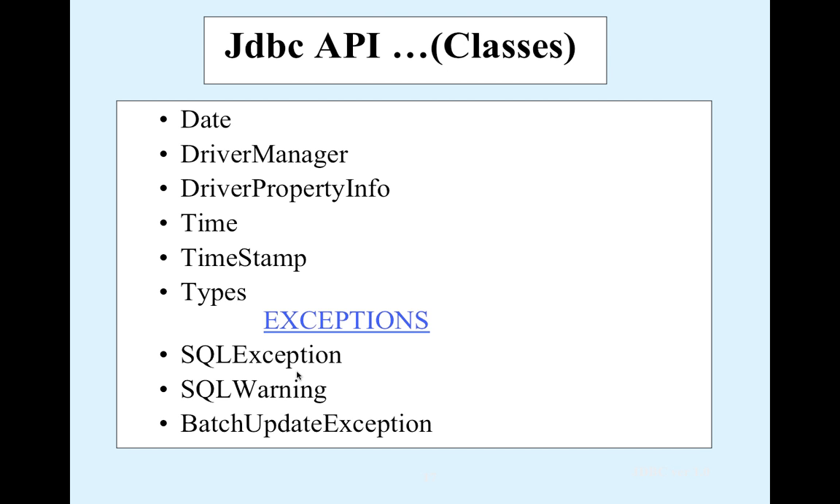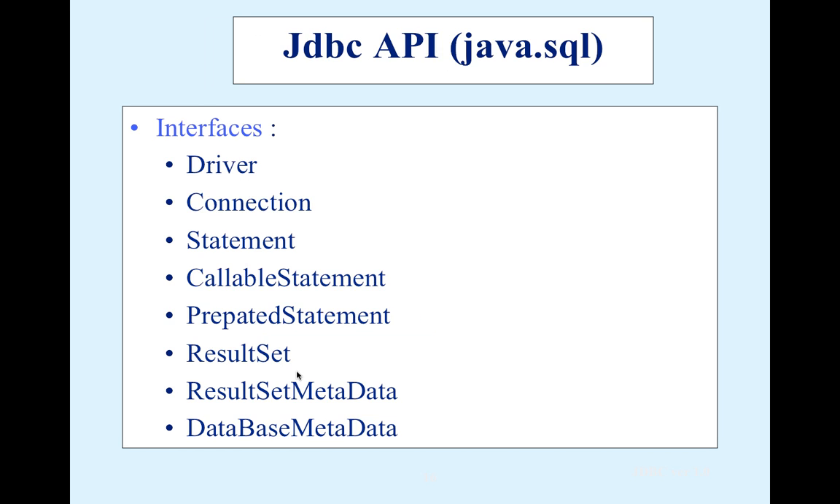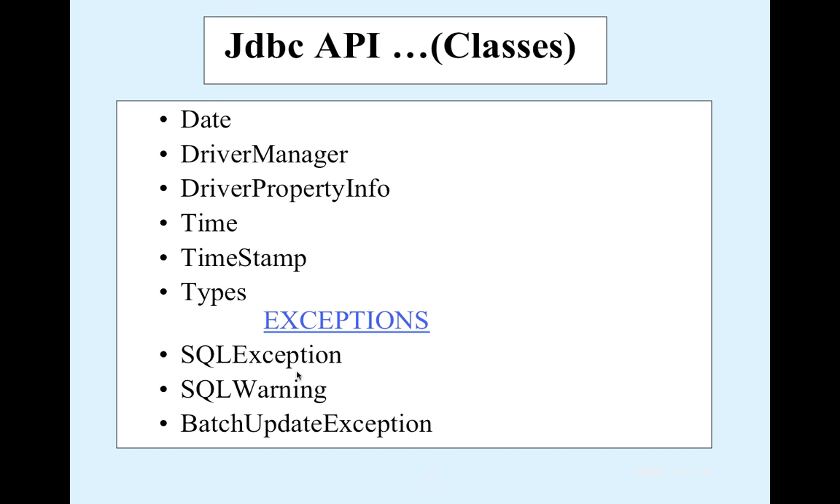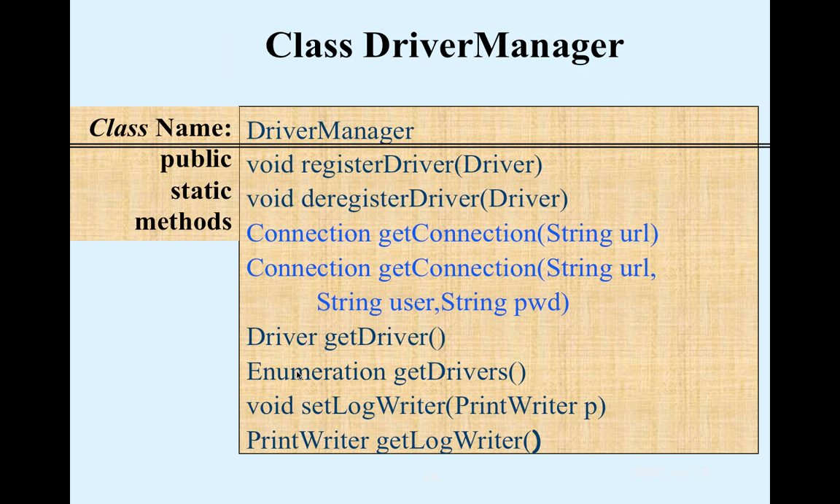Then the JDBC classes. Previously we saw the interfaces, so what are the classes? DriverManager is a class, Timestamp is a class, and there are SQLException and SQLWarning, if you want to know the warnings and all that. What is this DriverManager?